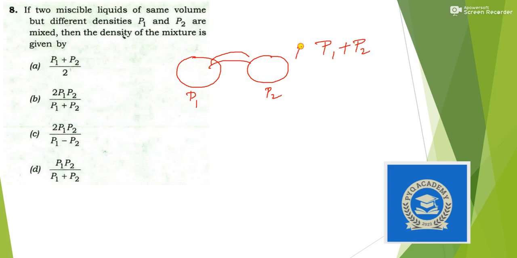Next is, if two miscible liquids of same volume but different densities P1 and P2 are mixed, then the density of mixture is given. Okay, there are two liquids. Okay, its density is P1 and its density is P2, and they can be mixed. Okay, so after getting mixed, their equivalent density will be nothing but P1 plus P2 by 2. Okay, just remember this formula. You will get to know this formula in higher NCERT. So just remember this formula.